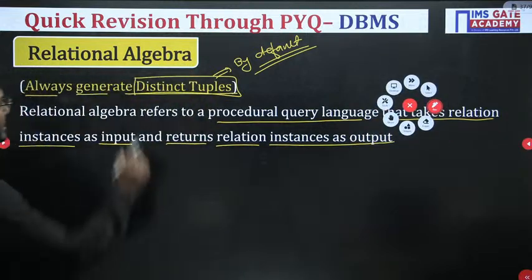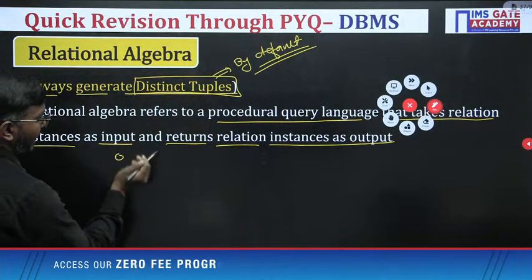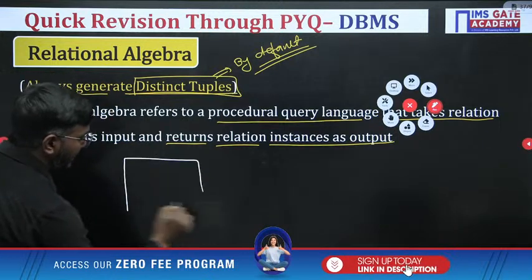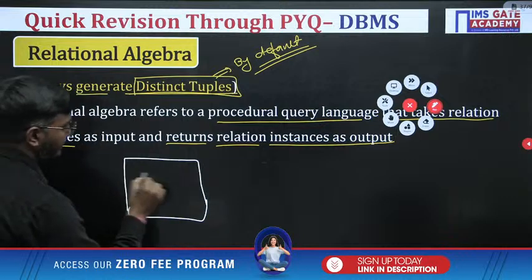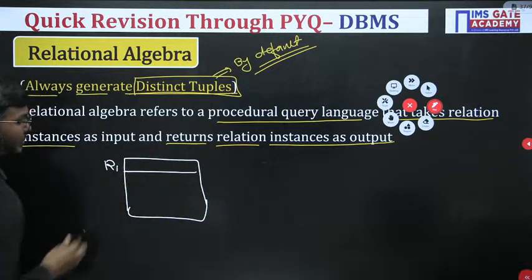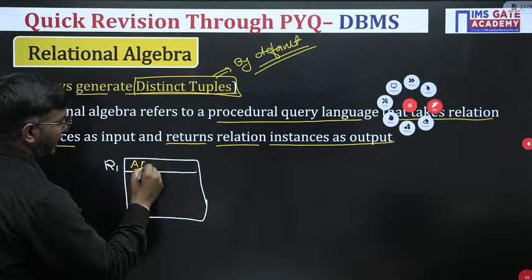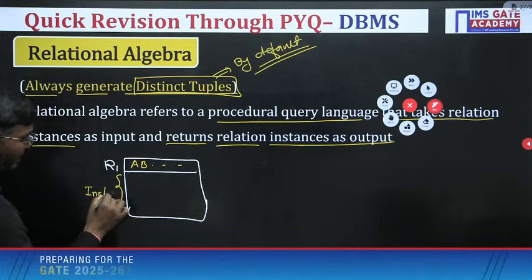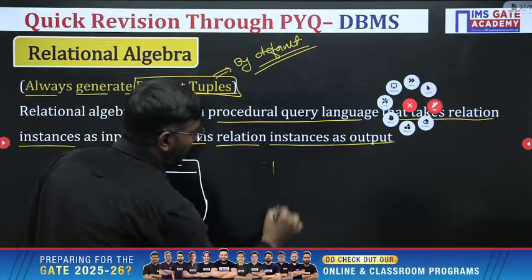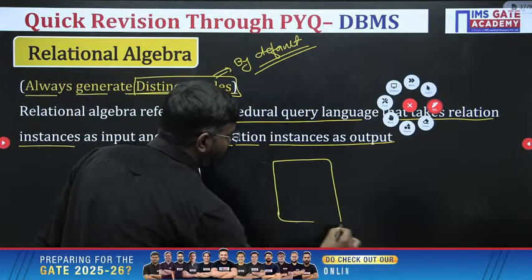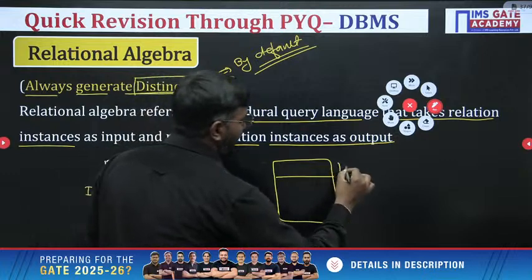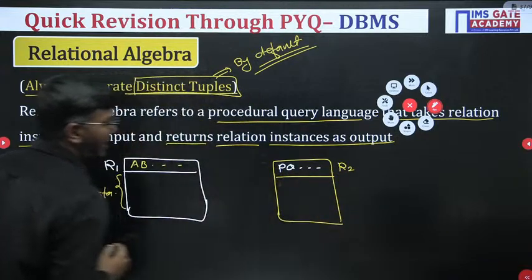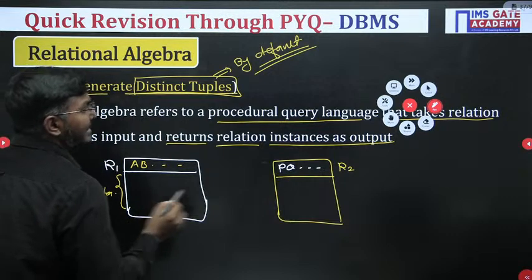So in the relational algebra we have some operators. What we will do here, see here. This will take our relational instances. Let's assume this is our R1 having some attributes. This is the instances of R1. Similarly here we will have the instances of R2. Let's assume this is our R2 and the attributes are P, Q, like this. Fine. Now see what this relational algebra will do.